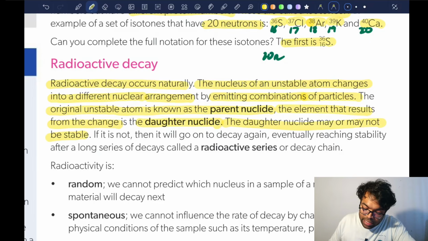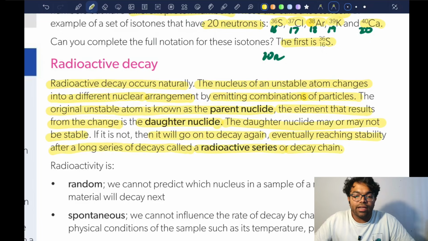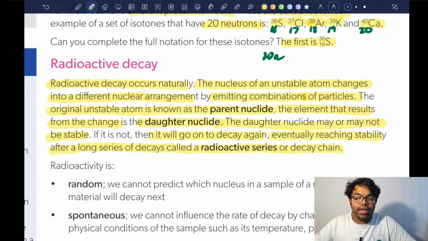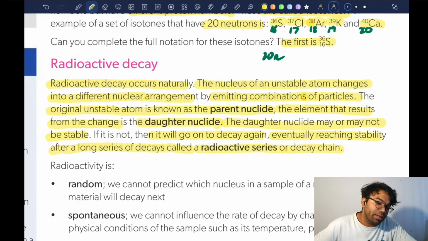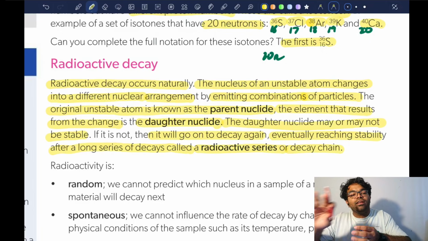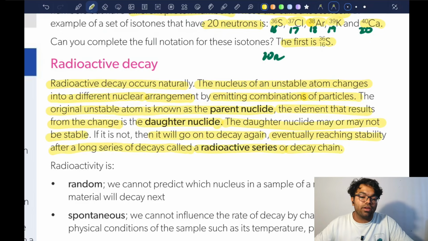If it is not stable, then it will undergo a decay again, eventually reaching stability after a long series of decays of a radioactive series or a decay chain. So basically, every single time the parent nucleus decays, it may become stable. Sometimes it becomes stable, but if it's not stable, then it will decay once more, resulting in a smaller and smaller nucleus. Eventually, it will reach its stability.